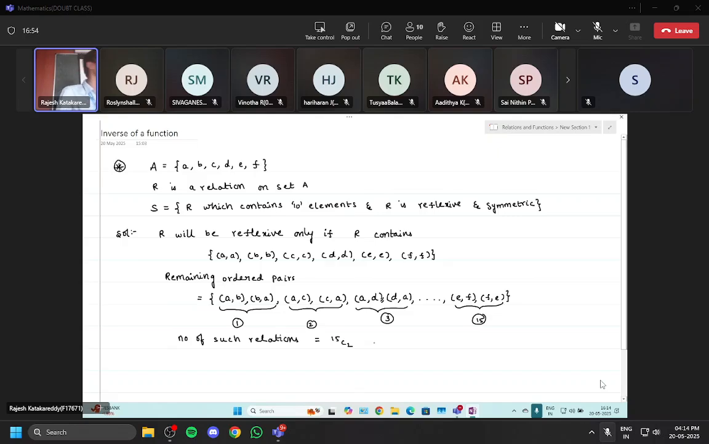How many are we taking? If we are taking 3, that is 15C3. If we are taking 4, that is 15C4. We are selecting 2 sets out of 15 sets. 4 ordered pairs we are adding, that makes 10. Clear? This is 105. The number increased a little bit.